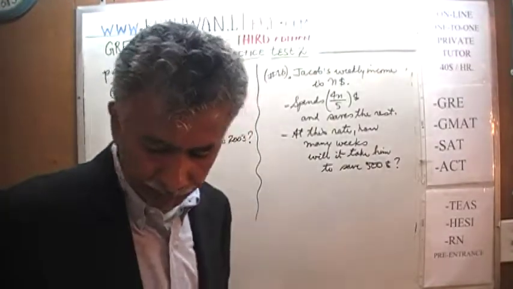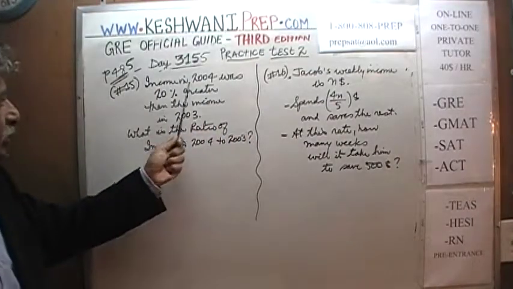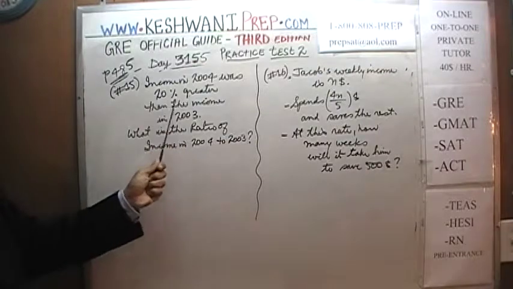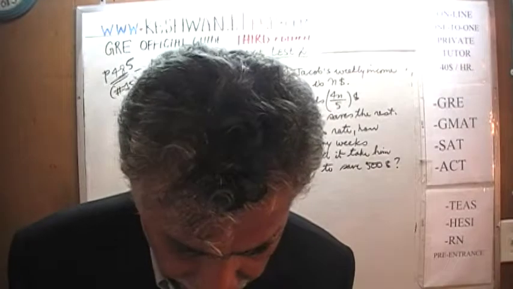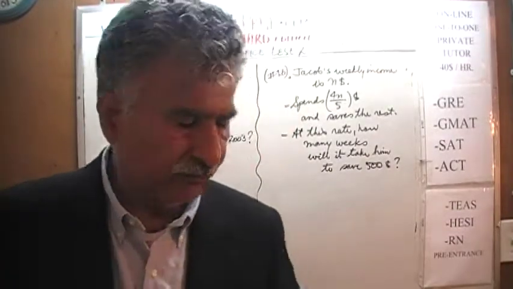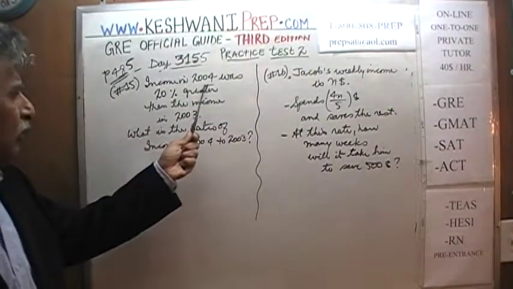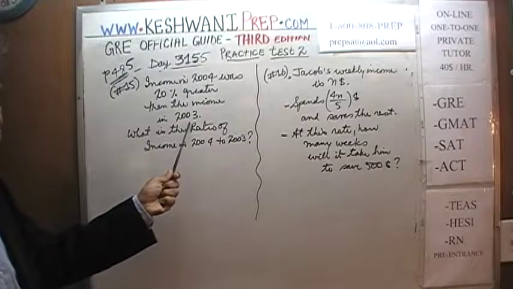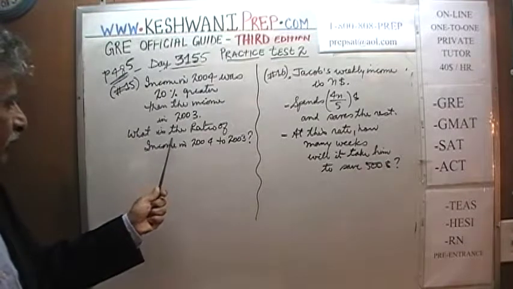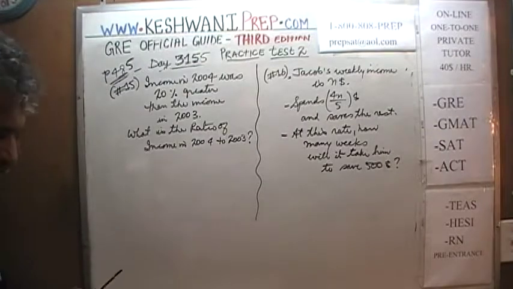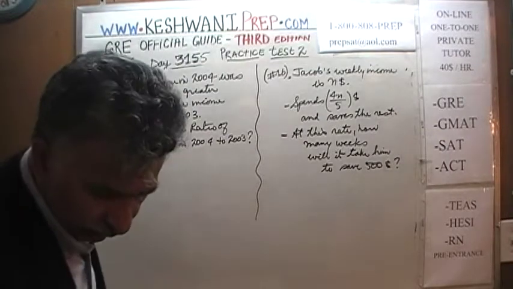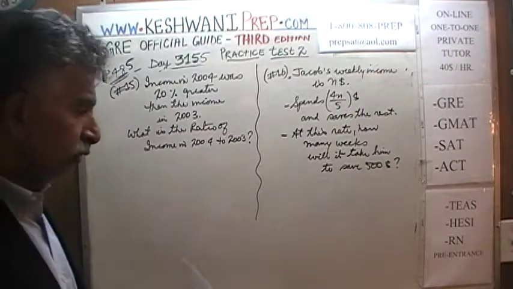Let's look at number 15. It says the income in 2004 was 20% greater than the income in 2003. For some person, it really doesn't matter how they phrase it, her income in 2004 was 20% greater than what it was in 2003. The question simply is, what's the ratio of her income in 2004 to 2003?